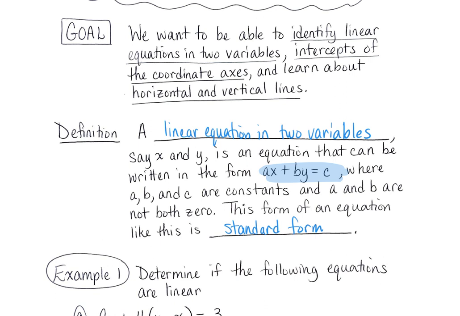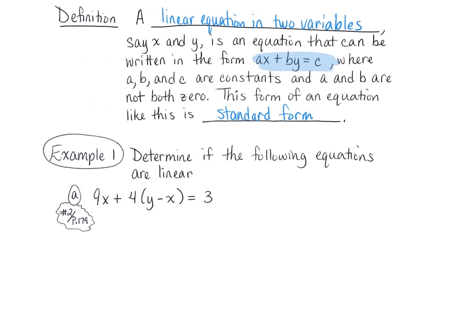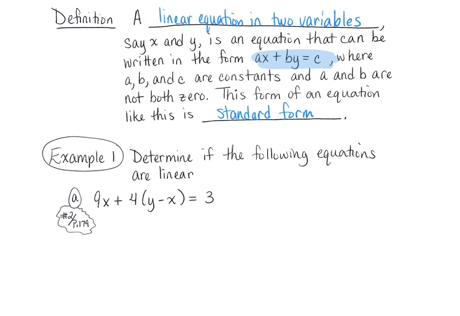So what you have now is your standard form for circles. You have your standard form for linear equations in two variables. Let's do an example. We want to determine if the following equations are linear.